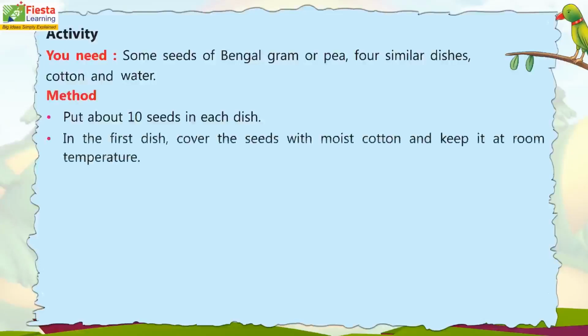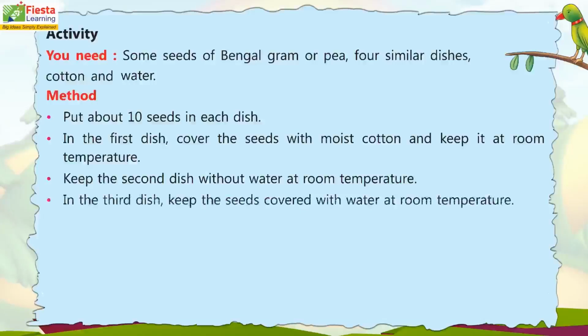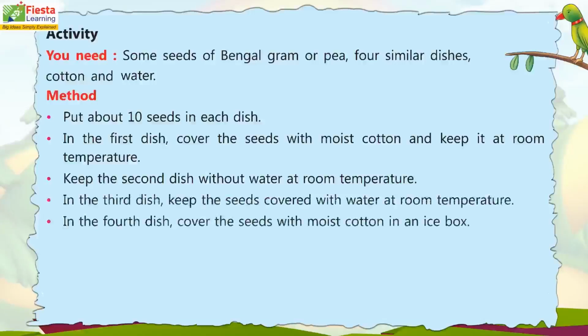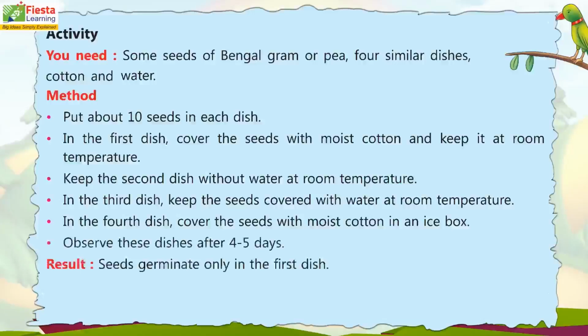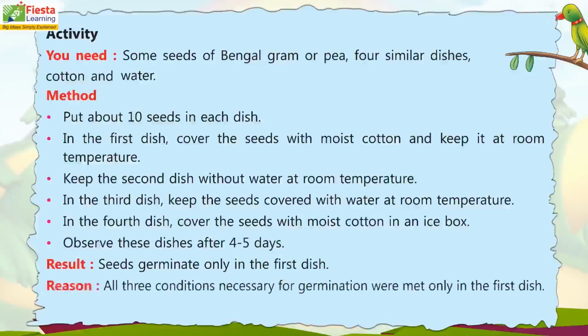In the first dish, cover the seeds with moist cotton and keep it at room temperature. Keep the second dish without water at room temperature. In the third dish, keep the seeds covered with water at room temperature. In the fourth dish, cover the seeds with moist cotton in an ice box. Observe these dishes after 4 to 5 days. Result: seeds germinate only in the first dish. Reason: all three conditions necessary for germination were met only in the first dish.